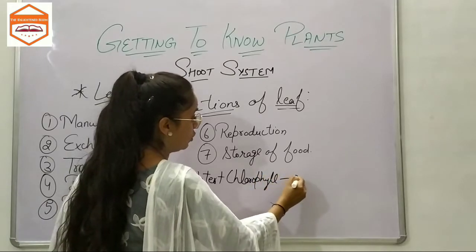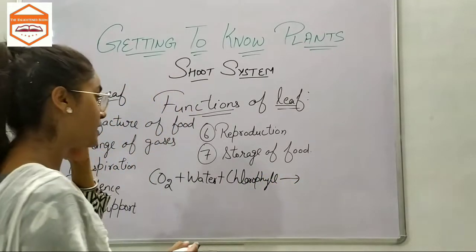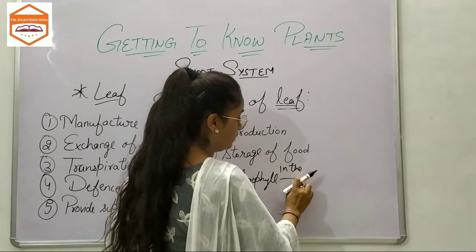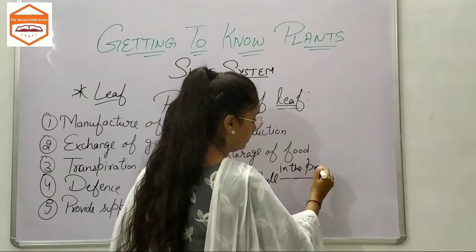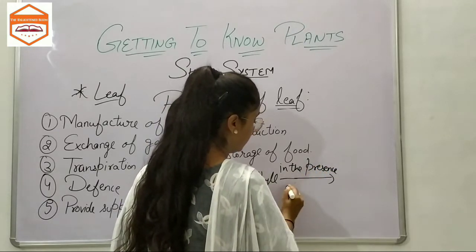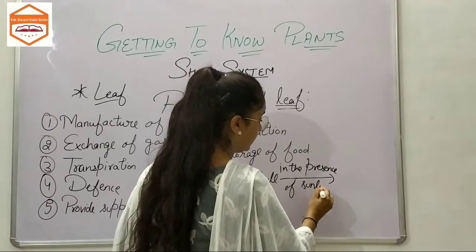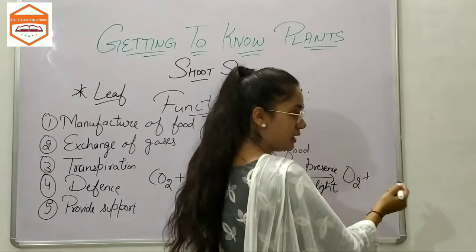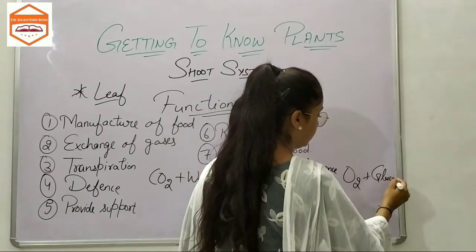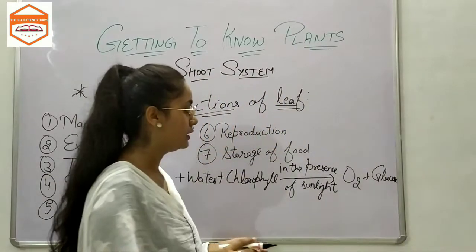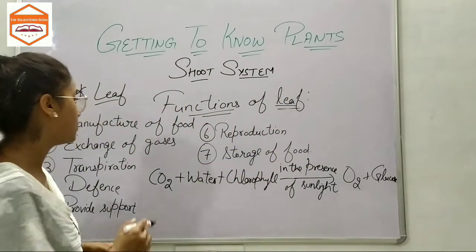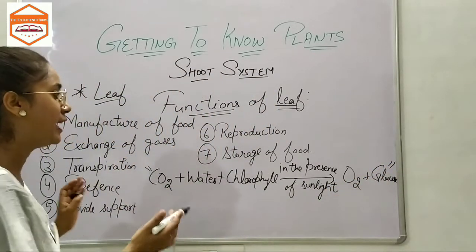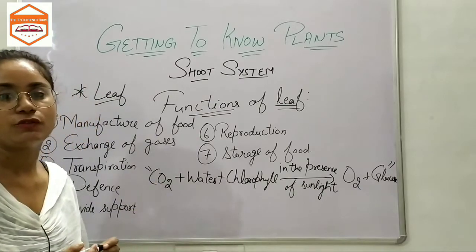Chlorophyll, which is present in the leaf, is a green pigment which is responsible for photosynthesis in the presence of sunlight. What we get is oxygen plus glucose, right? This is what we get in the process of photosynthesis, and it is like a chemical formulation for the process of photosynthesis.